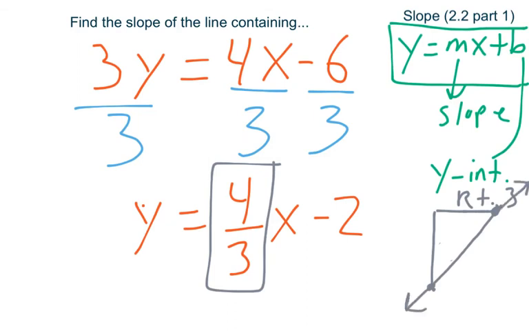Again, it's a positive 4/3 slope, which means I'm going up. So from that equation, I found that slope. Let's do one more, then we'll be all set.